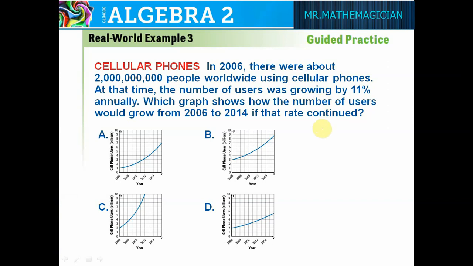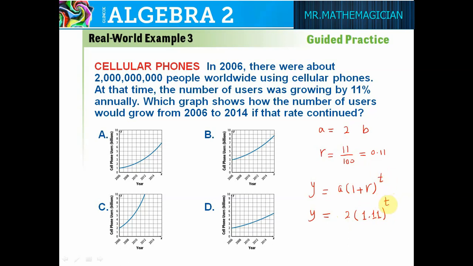So at first, the value of A will be 2 billion people, and the rate in this case will be 11 divided by 100, which is 0.11. So it's y equals A times 1 plus r to the power of t. So y equals A, which is 2, multiplied by 1 plus r, which is 1.11, to the power of t.